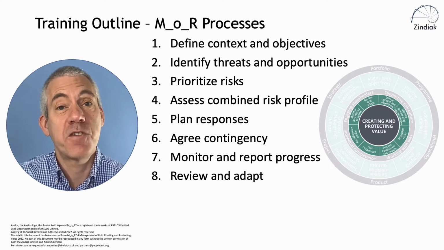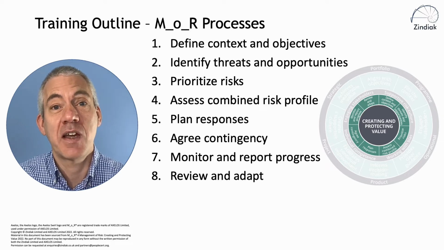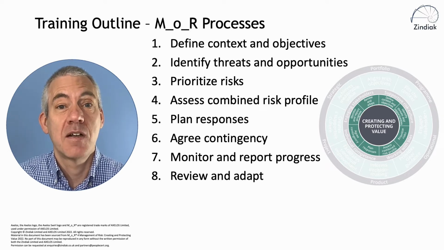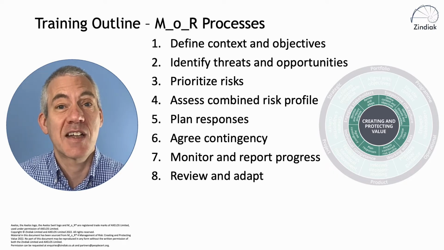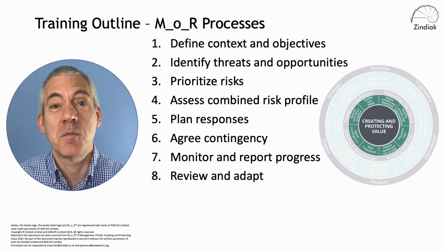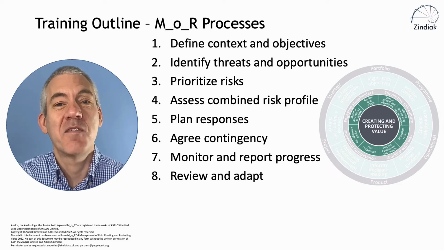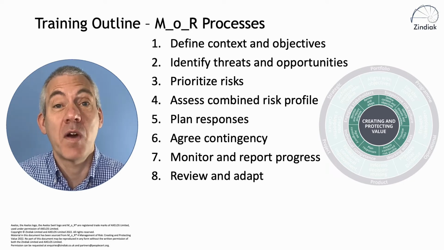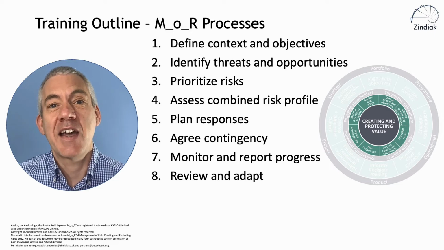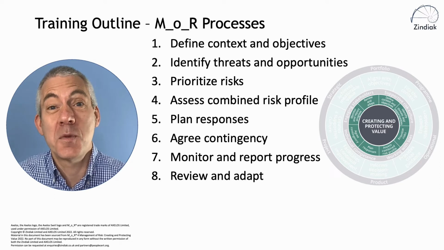And although at first glance these might look significantly different from what we had at version 3, they're actually very similar. You can see them there on the slide. In version 3 we had identify context, we've now got define context and objectives. In version 3 we had identify risks, we've now got identify threats and opportunities. Of course, threats and opportunities are risks, they're just making that explicit, and I think they've probably done that just to remind everyone that opportunities are risks as well as threats.